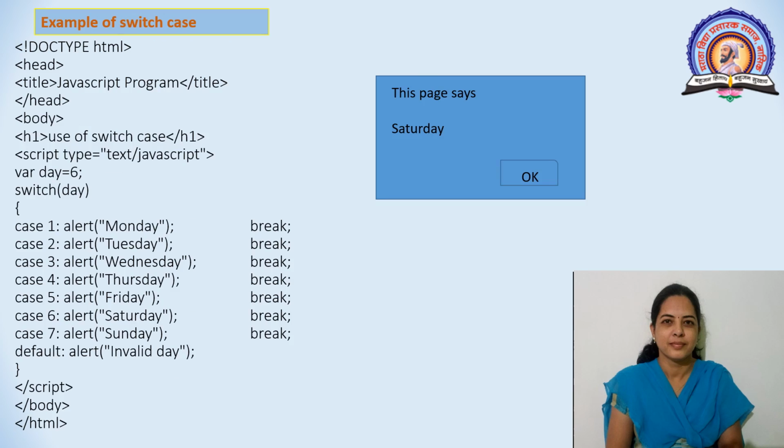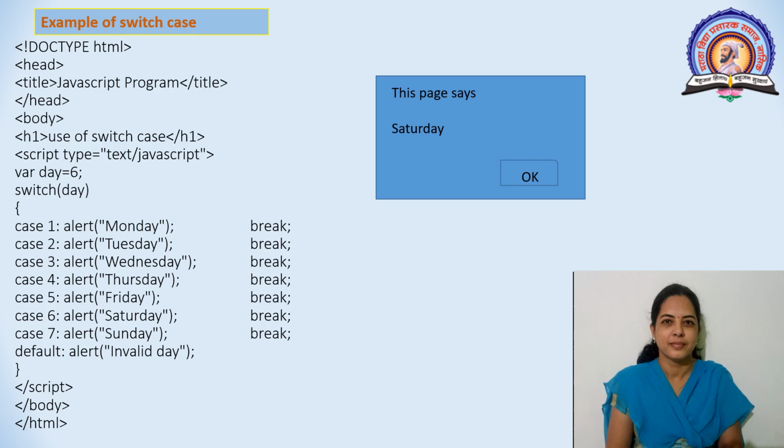Here is the example of switch case. We are taking one variable day equal to 6, means value of day is equal to 6. Switch day is the variable here in the bracket. Now case 1 means if the value is equal to 1, it will display this message Monday. If the value of day is 2, it will display the message Tuesday. If the value is 3, Wednesday.